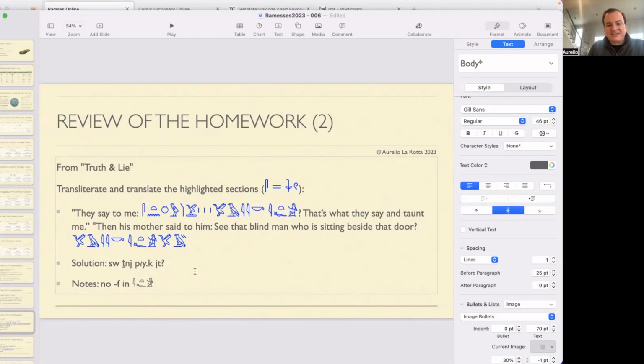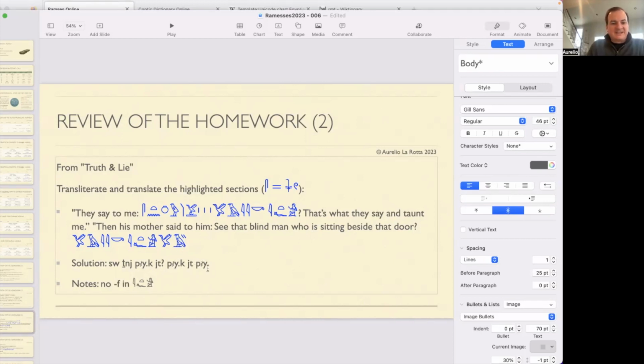And then his mother said to him, see that blind man sitting over there beside the door. That's payak it pai. That's right. Perfect. Well, this is your father. That is right. It's just a straight nominal sentence, this is your father. Okay.